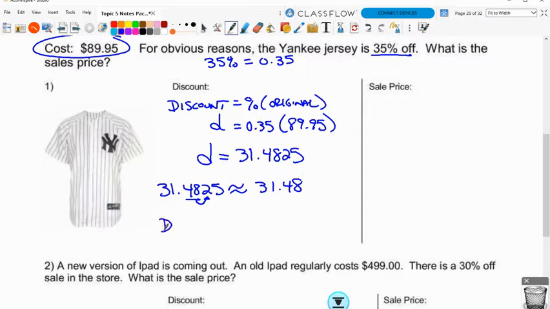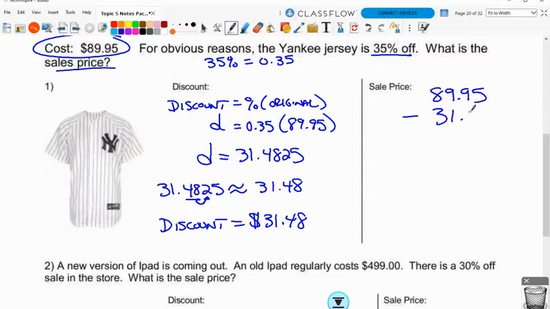So we're going to say that the discount equals $31.48. Now that I know the discount, I can figure out what the sale price is going to be. Remember, to get the sale price, all you do is take the original price, which was $89.95, and you subtract off the discount, the amount of money that you save.